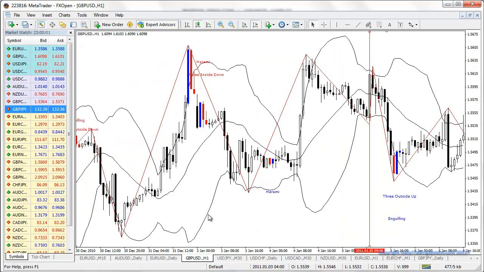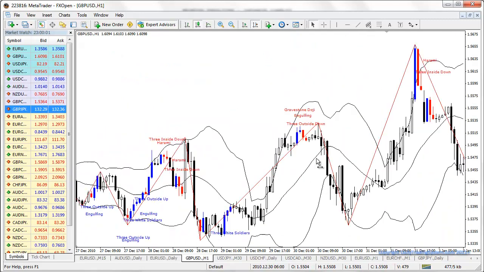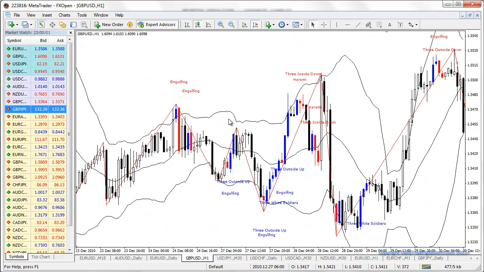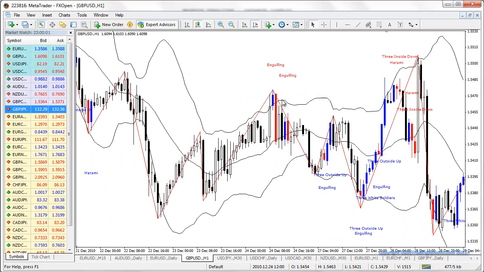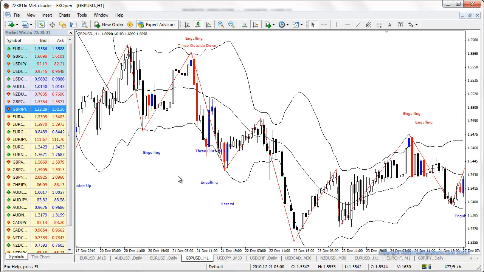But when you see them gapping up or gapping down, like this one's gapped up for a bearish engulfing pattern, and this one gapped down first for the bullish engulfing pattern, you get in straight on the next one. But when they don't gap down for a bullish engulfing pattern, or they don't gap up for a bearish engulfing pattern, then you need to wait for that confirmation.